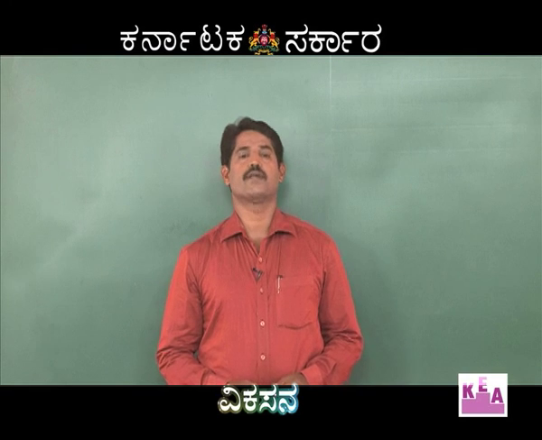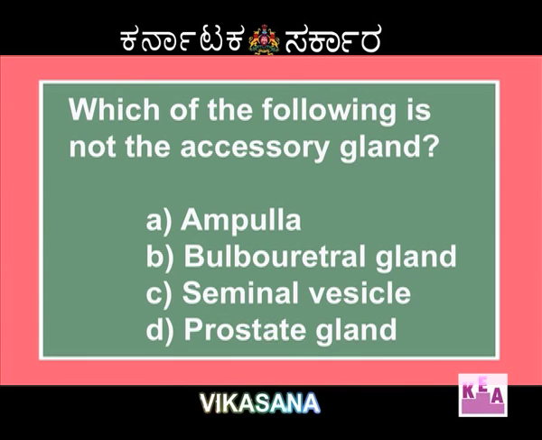Let us see the first question. Which of the following is not an accessory gland? The first option ampulla, second option bulbourethral gland, third option seminal vesicle, the fourth option prostate gland. Options B, C and D all belong to the human male accessory reproductive glands, whereas ampulla is part of the female fallopian tube. So ampulla is the right answer.